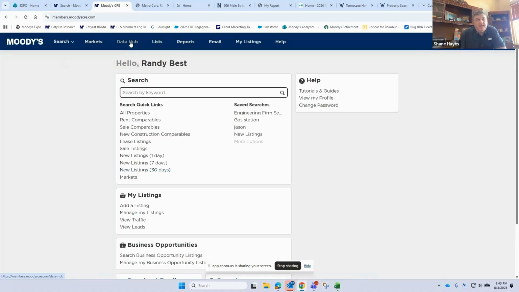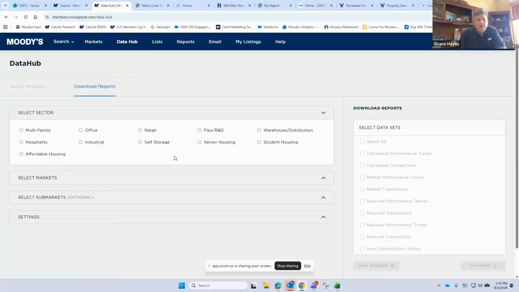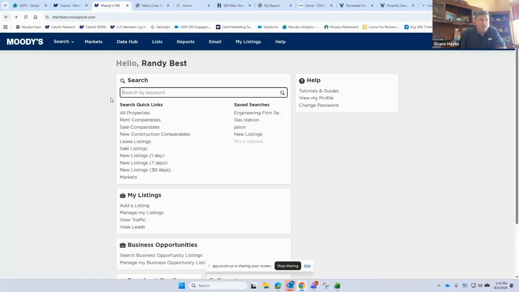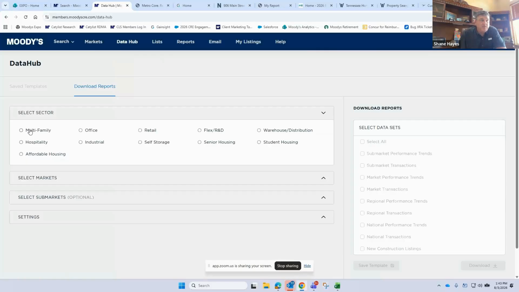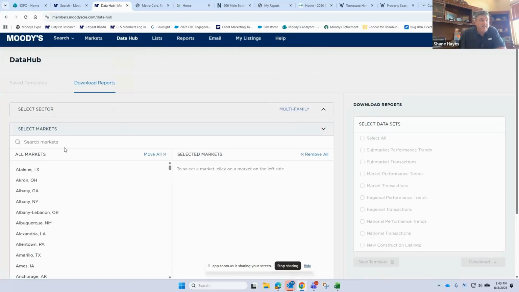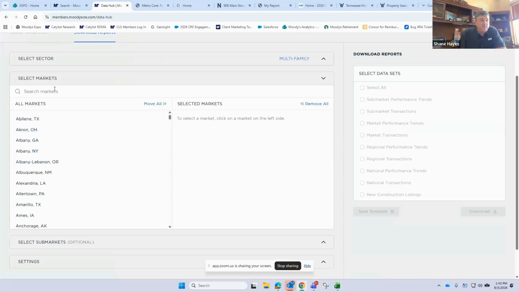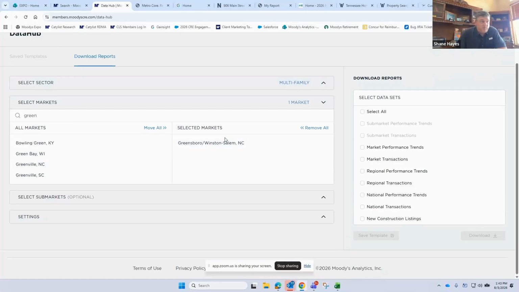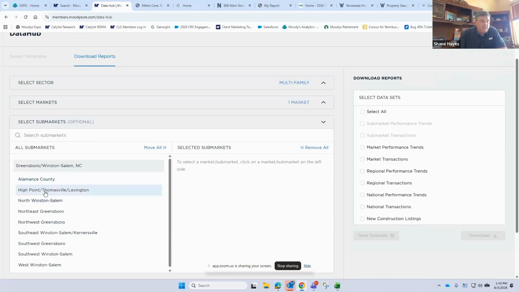And one thing I didn't show you was the Data Hub tab. When you come here, this is just you gathering this information and downloading it. So you can pick your different sectors, whatever that is. I call it asset classes, but in here it's sectors. So pick whatever sector you want, select it. And then over here, you're going to pick your market. So you would type in whatever market you want. Just type that in, it's going to pick it up, and you're going to drop it over to the right. You can choose submarkets. So if it has submarkets, you can select those if you want to do individual ones.